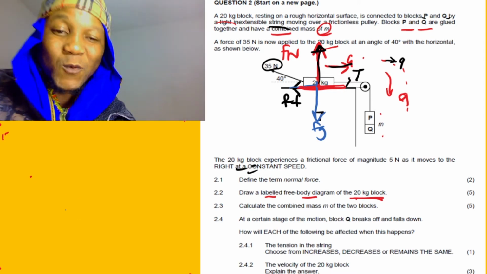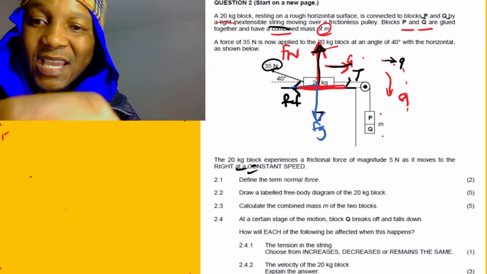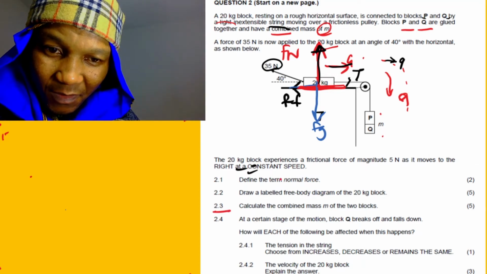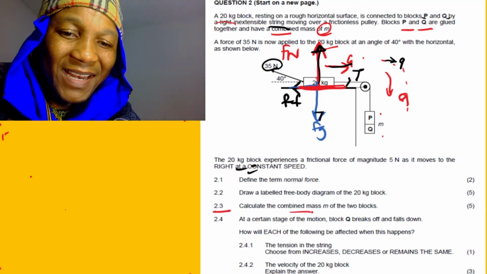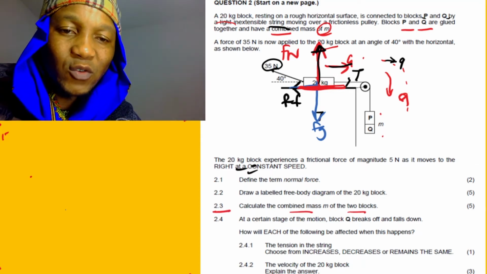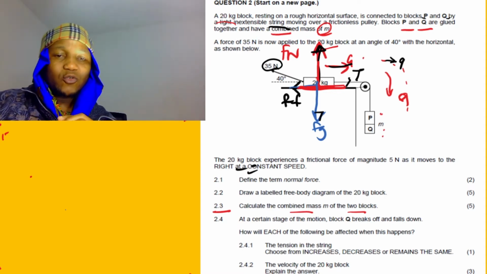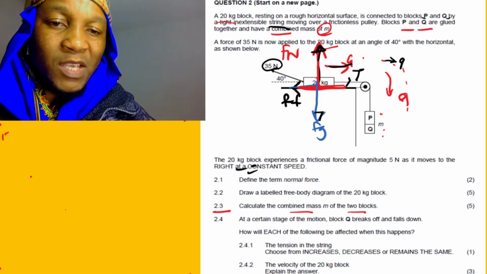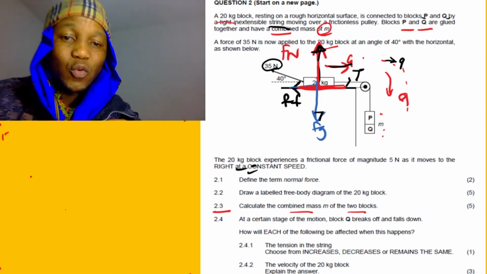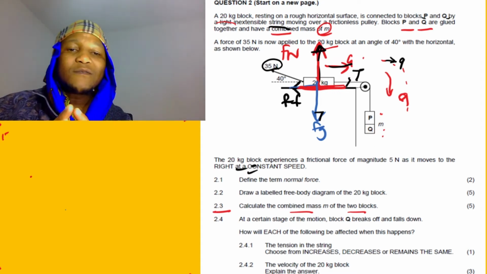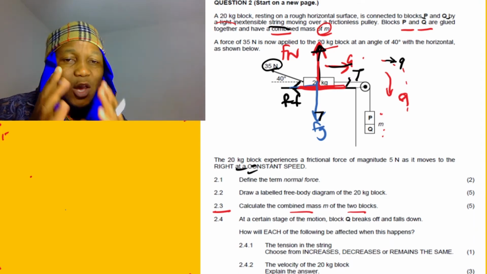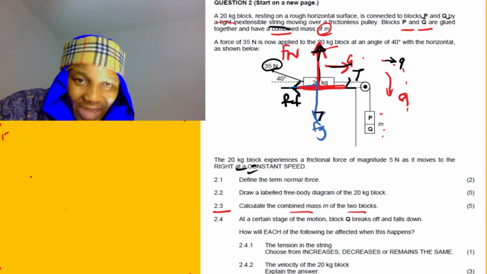Now the next question. They say calculate the combined mass of the two blocks. Which blocks? P and Q. This is very, very crucial. Since this is the combined mass, when you solve this question, you do not mix two things: there's a horizontal motion and a vertical motion.